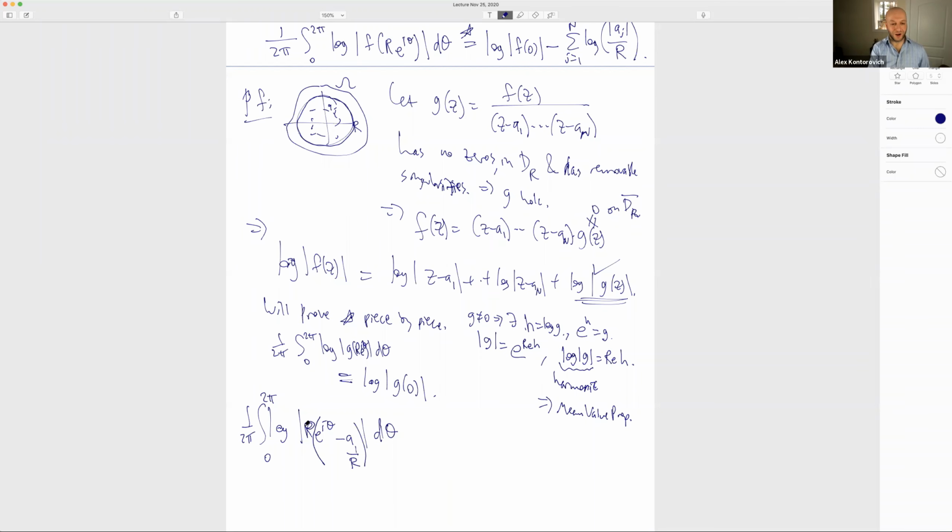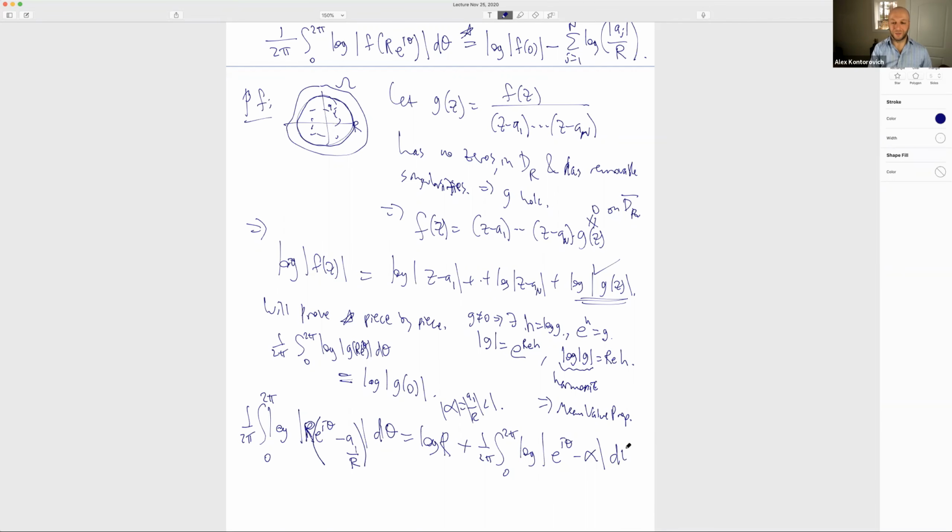So this big R can come out because it's log of R plus this thing. So this is equal to log of R plus 1 over 2 pi integral from 0 to 2 pi of log absolute value of e to the I theta minus, let's call this alpha. Alpha is a1 over r. And all I need to know about this is that it's less than 1. A1 is inside a disk of radius r, so a1 over r is less than 1.